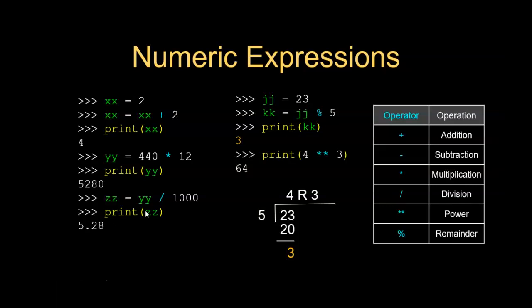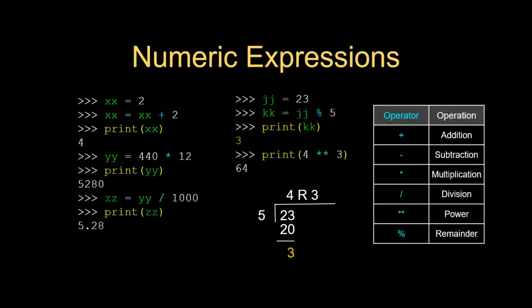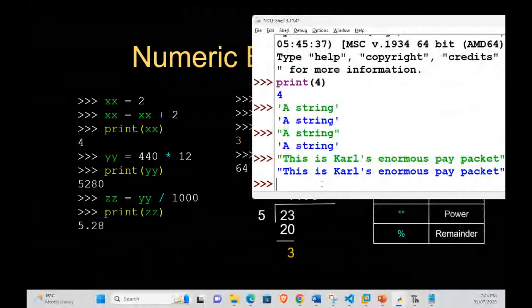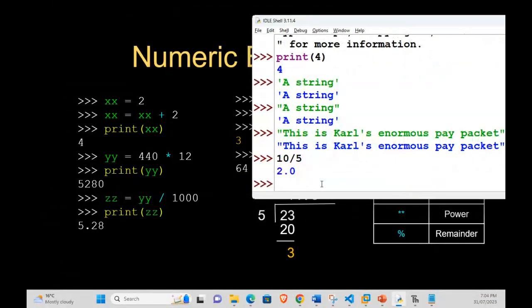But any result from a division in Python is always a floating point number. So just to show you that, if I do 10 divided by 5, it gives us a floating point number. It doesn't matter whether it's actually an integer, which essentially 2 is an integer, it will return it as a float.